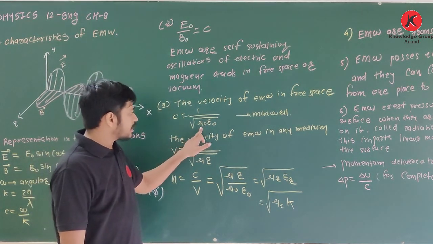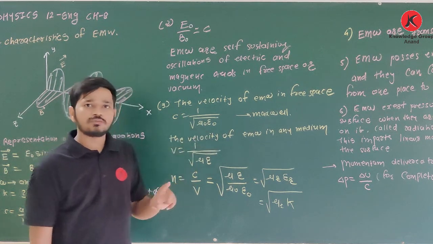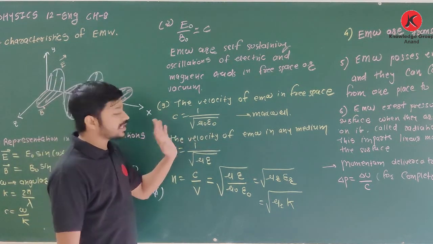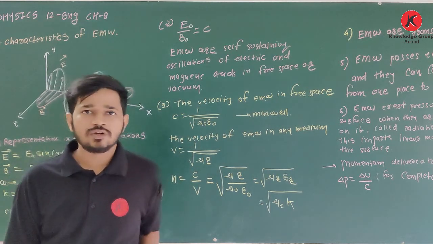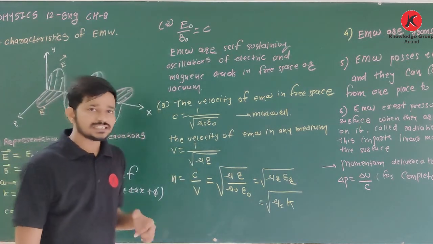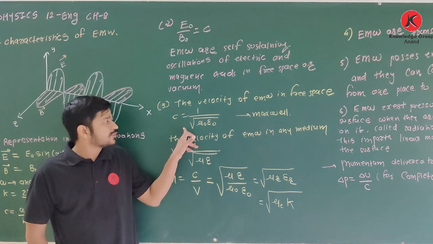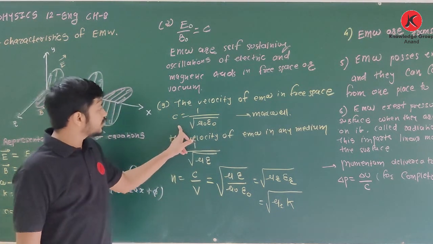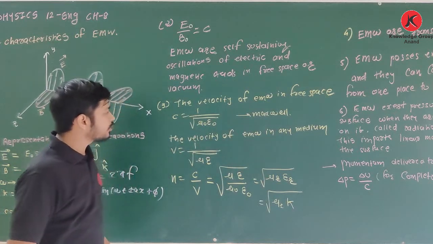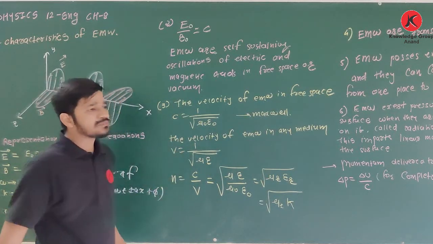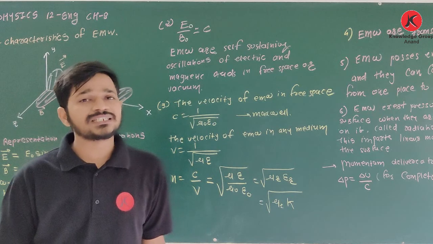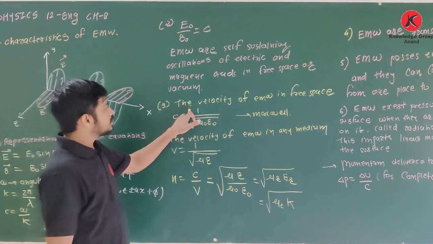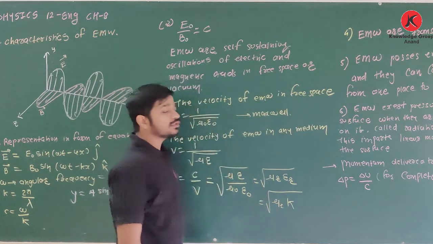Okay, how to prove this statement? Simple. Epsilon 0 and mu 0, multiply them, put their value, you will get its answer, which is 1 upon C square. So yes, this equation we have already proved. So C is equal to 1 upon under root mu 0 epsilon 0, where mu 0 is the permeability of free space and epsilon 0 is the permittivity of free space. So yes, this is the velocity of electromagnetic wave in free space.